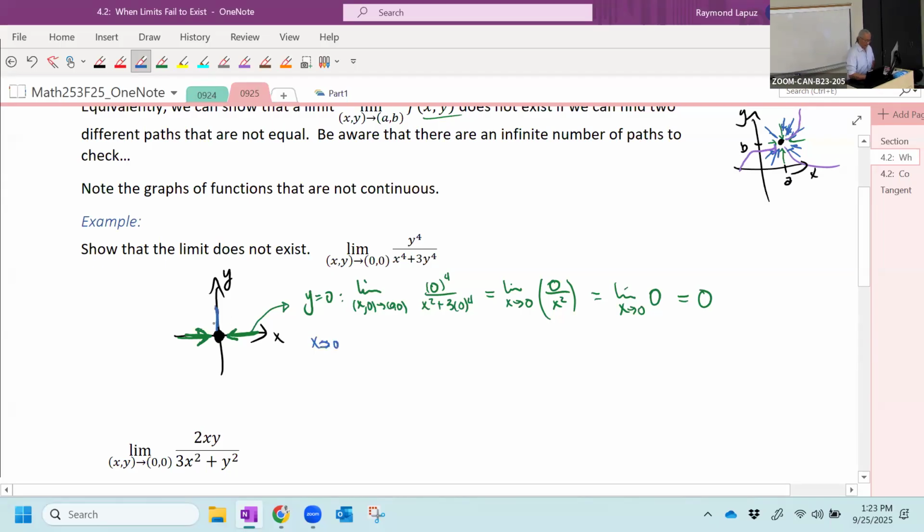do another path. Let's go along the y-axis this time. And I think that time x is equal to 0, right? So the limit as (0, y) approaches (0, 0). I'm going to stop doing that. I think I already said I was going to stop doing that, but I hadn't yet. So this is y to the 4th over 0 to the 4th plus 3y to the 4th.